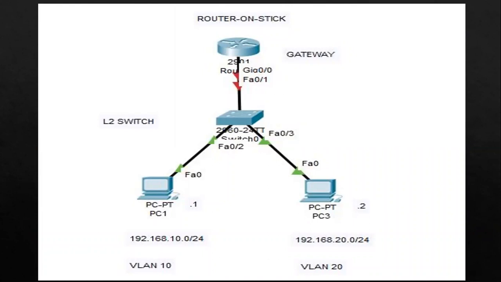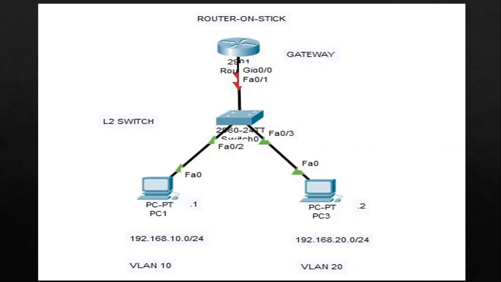Next, you can see router on stick. So this is a screenshot of the lab that we are going to discuss and configure for router on stick. We have a layer 2 switch here and two PCs connected. One PC is in VLAN 10, the other PC is in VLAN 20. This switch is connected to a router so that we can make communication between these two VLANs, that is VLAN 10 and 20. The configuration we'll see in Packet Tracer later.